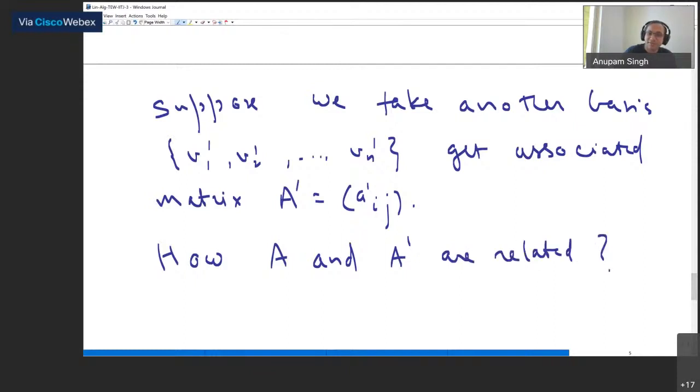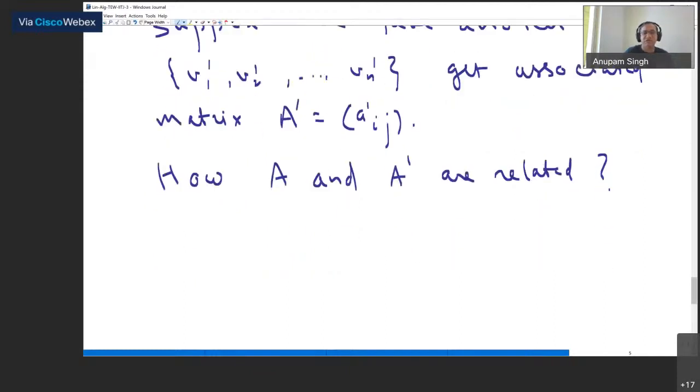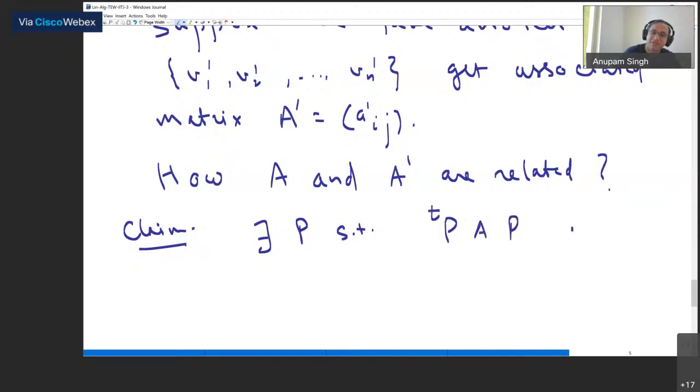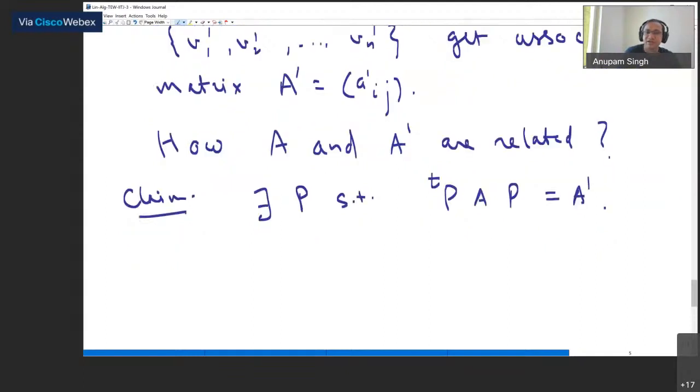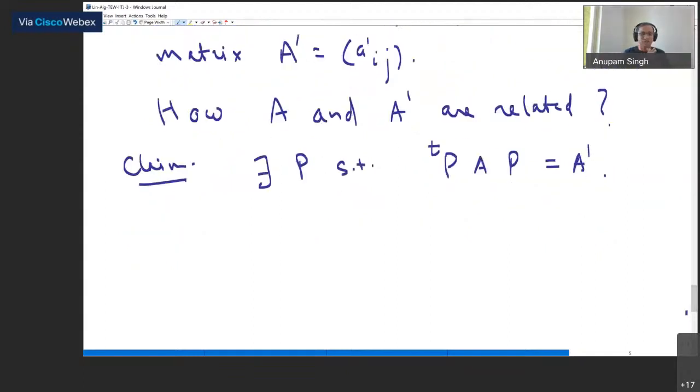They are coming from the same bilinear form. So the question is how they are related. Let's try to understand this. My claim is this, so let me write the answer straight away. Claim: there exists some matrix P such that P transpose A P is A dash. This is my claim.